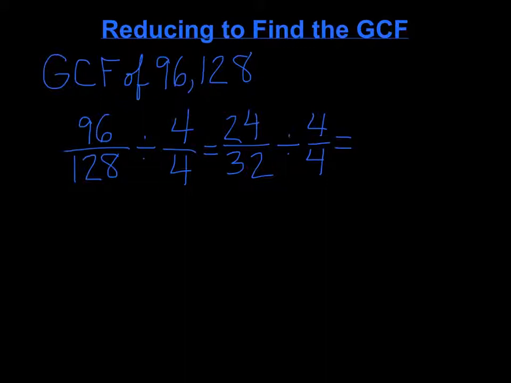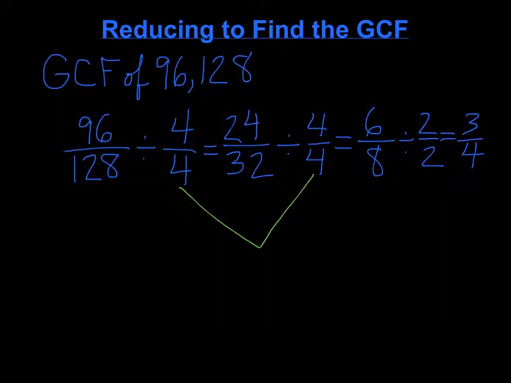24 divided by 4 is 6. 32 divided by 4 is 8. And I can still divide both of these by 2, which gives me 3 over 4. This time I ended up with 3 forms of 1, but it doesn't matter because I'm going to take all of the forms of 1 and put them together.